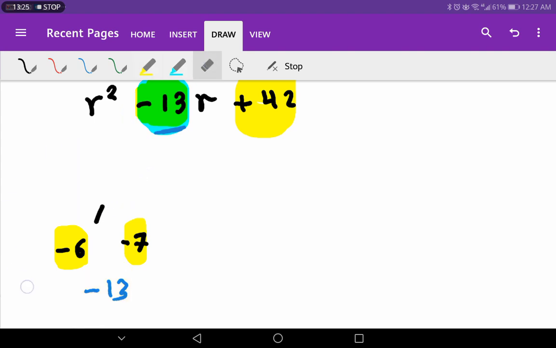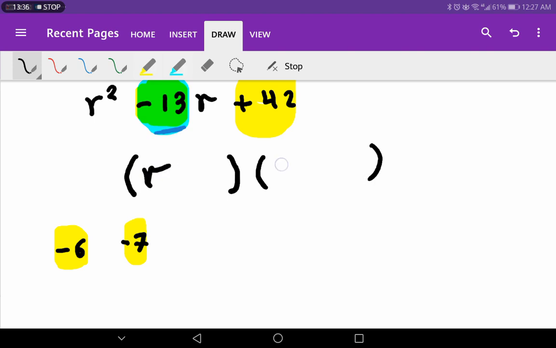Now you are finished, you are the king. So I will draw the parentheses here. What is the letter? R, not always x. Whatever the letter, you have to write it here. So the first number is negative 6, so negative 6 here. And negative 7 here. And we are done. Are you happy?